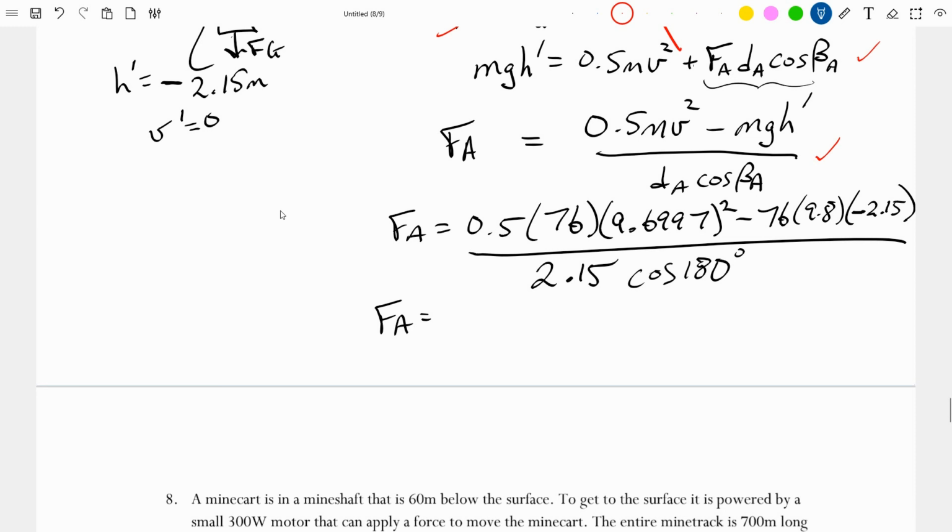Okay, so 0.5 mass v squared, subtract mgh prime. By the way, g is definitely positive. Again, it's a scalar equation, it's the size, so don't even try to think of a negative 9.8. That's not going to help. h prime, negative 2.15, that's legit. Divided by the distance, which is 2.15. Okay, so why am I getting a negative answer? The only reason I'd be getting a negative answer is because this is definitely going to be negative according to the math. Think about it. This denominator itself is negative.